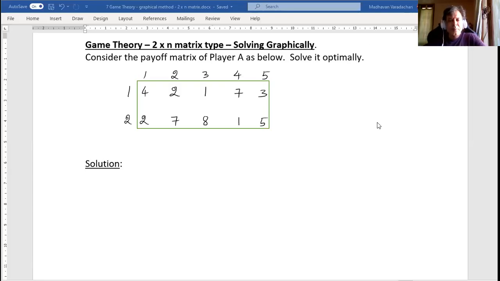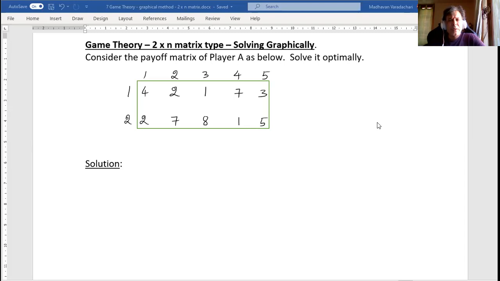Hello everyone. In the previous problem, we actually took a 2 by n matrix type and thought that we will be solving that particular problem graphically. But when we started checking for the dominance using the dominance property, we could reduce the matrix to a 2 by 2 matrix. So that time there was no requirement for us to solve it graphically.